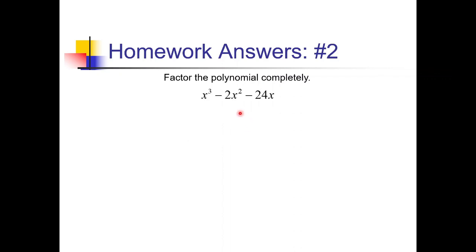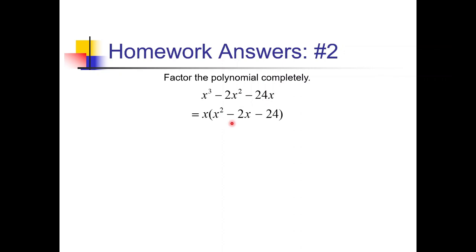For this problem, let's start by seeing if we can take out a common factor. So there's no constant common factors other than 1, but these all have at least an x to the first power. So let's take out an x. That leaves me with x squared minus 2x minus 24.